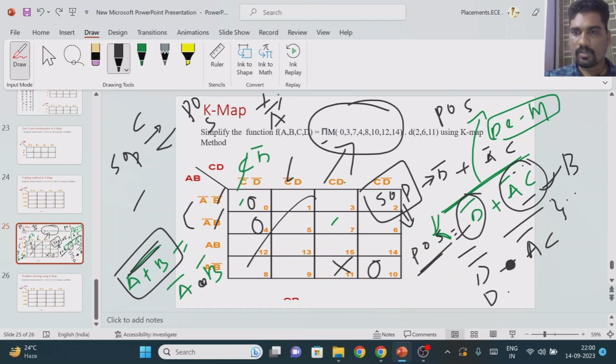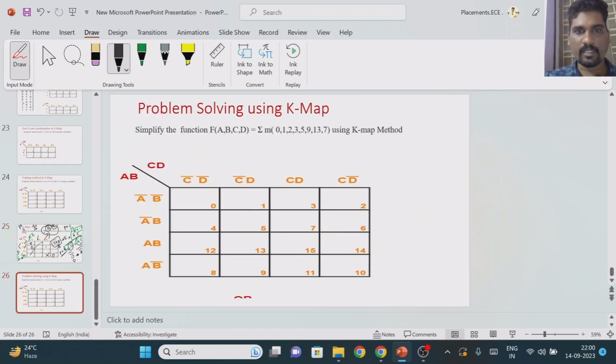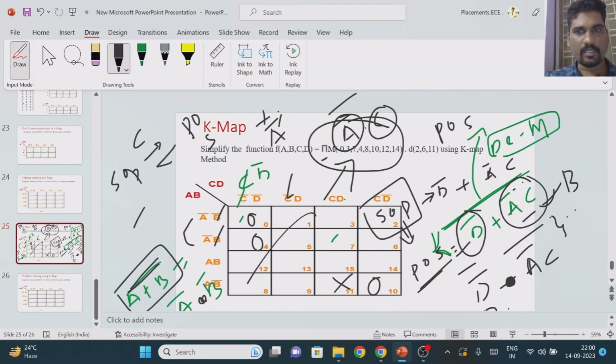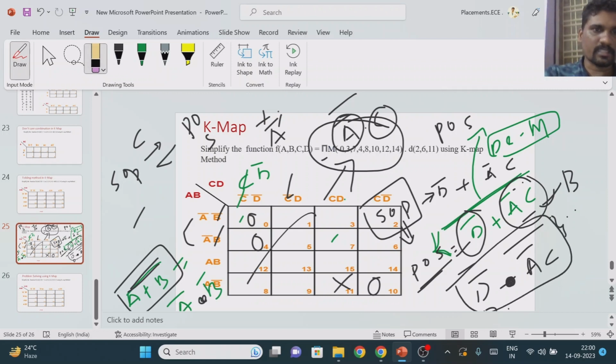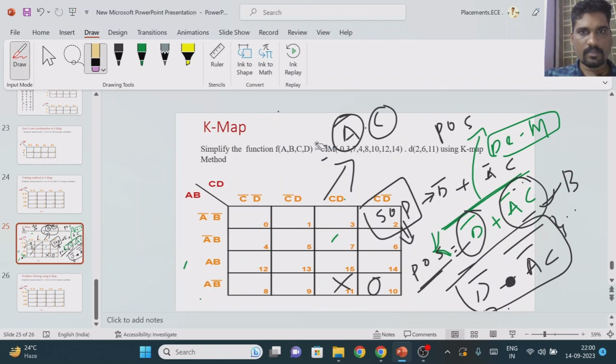This is something like A bar C whole bar. You consider this as the A, and this as the B. So like that we need to solve the problem. Let me arrange this so that I get some space. Just give me a second, guys. Now, what is the value we got?